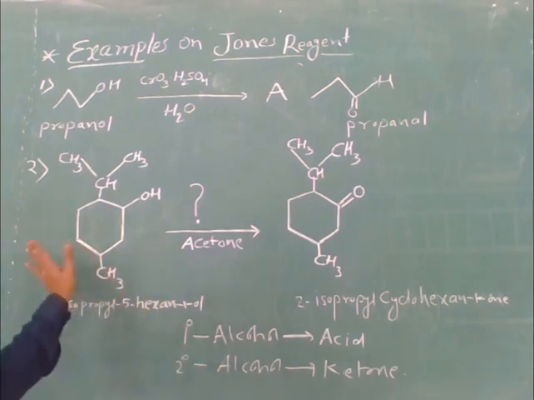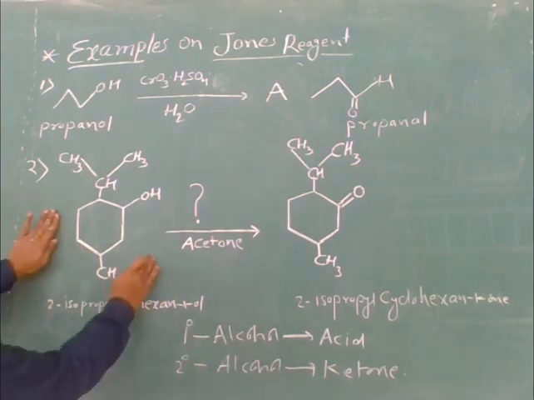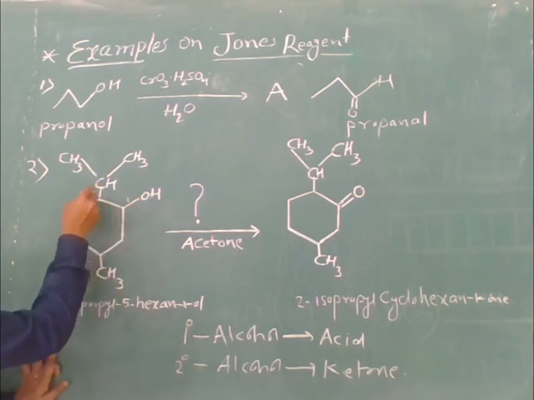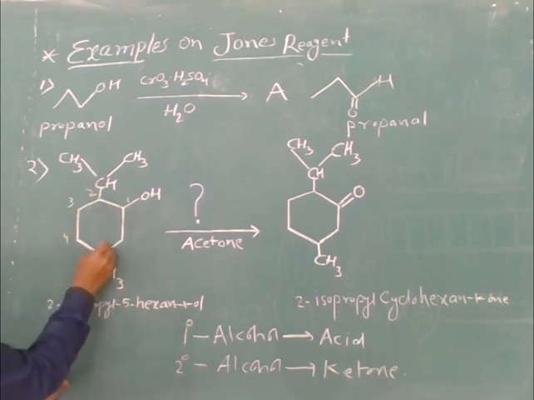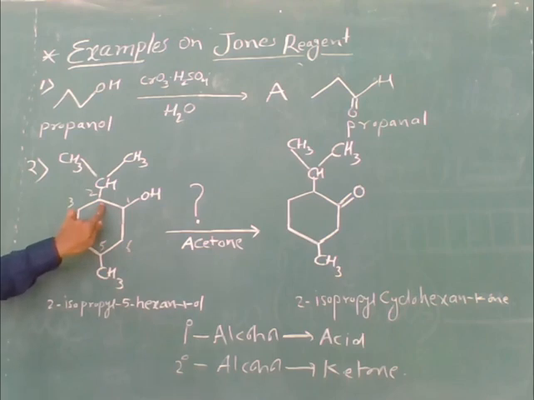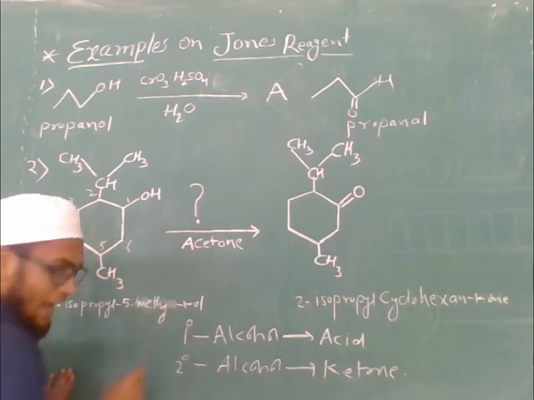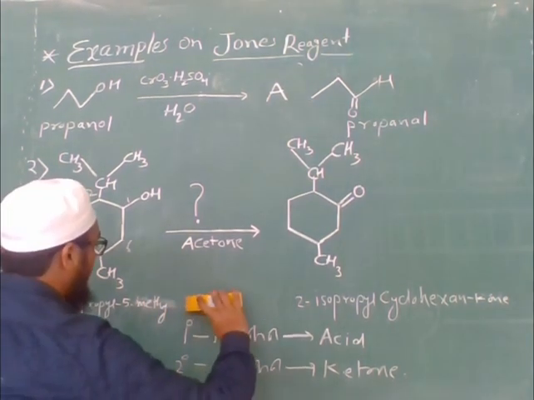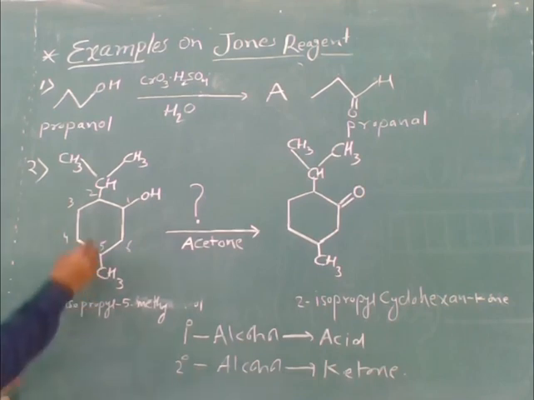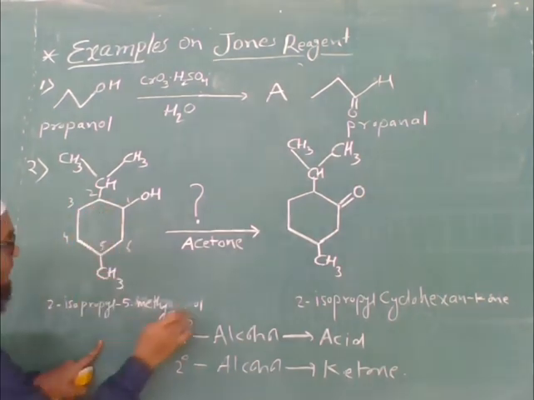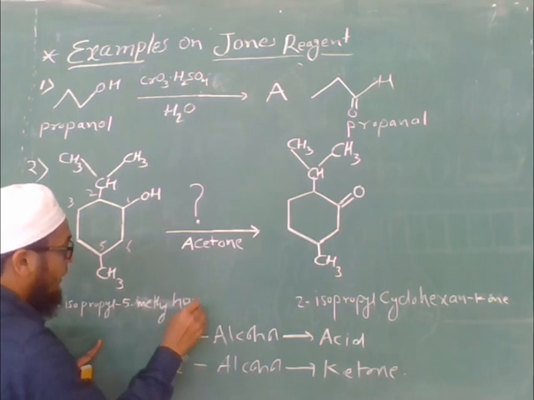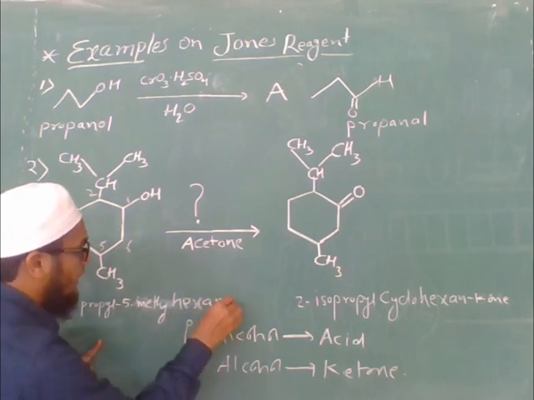Now let's switch towards the second example. This is first carbon, this is second carbon, third carbon, fourth carbon, fifth carbon, this is six. So at two position it has an isopropyl group. At five position it has a methyl. So what will be the name of this compound? 2-isopropyl 5-methyl hexan-1-ol, or hexanol.